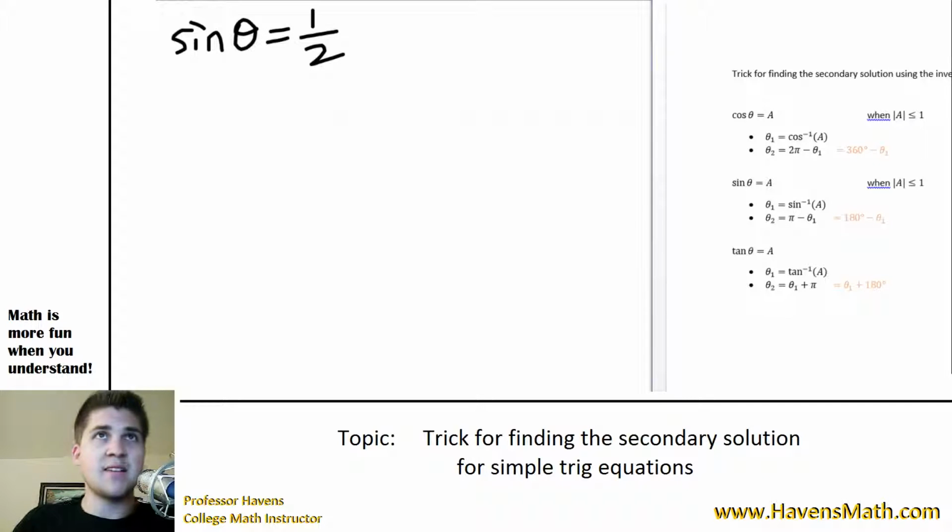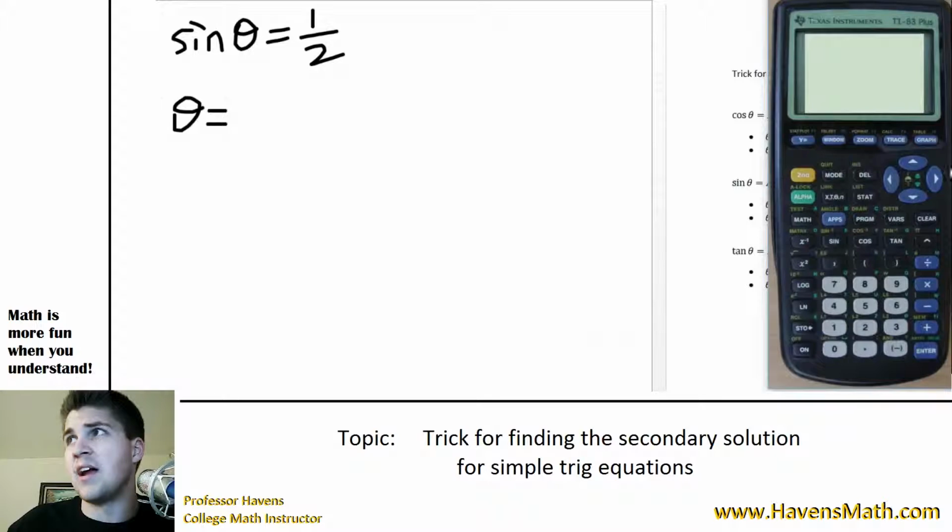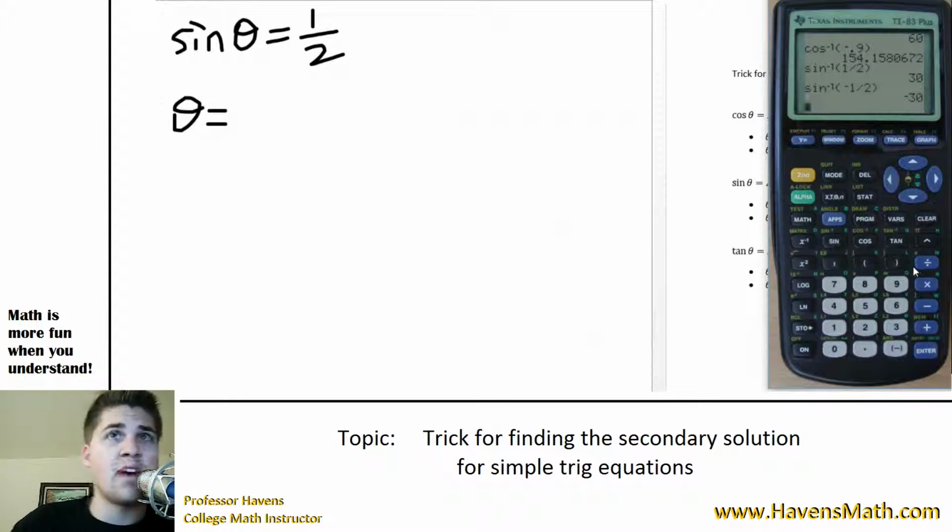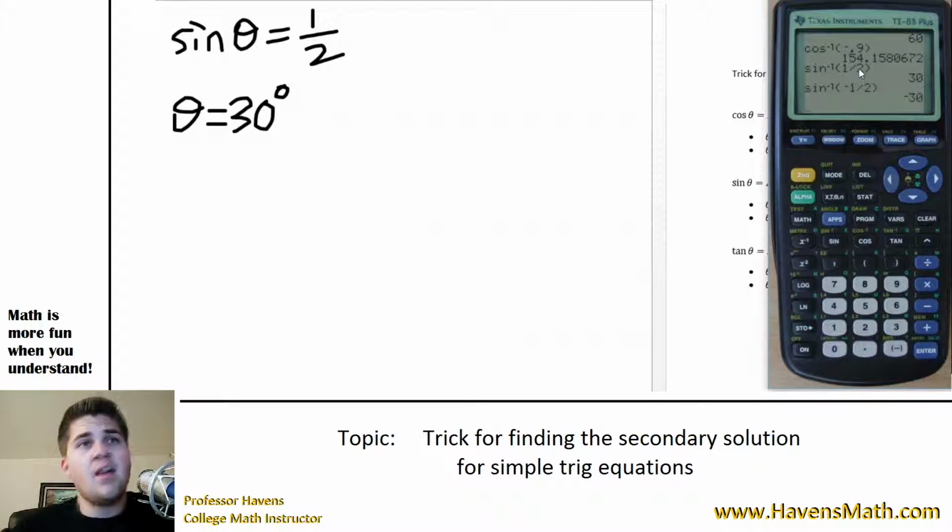Instead of having to look at our unit circle, we could just take the inverse function and find our first solution. So the first solution would be the sine inverse of 1/2. I'm in degree mode, so our first solution would be 30 degrees. Oh no, sorry, I said negative earlier, but it's sine inverse of positive 1/2, which is positive 30 degrees. So that's our first solution, and the calculator gives us that one.